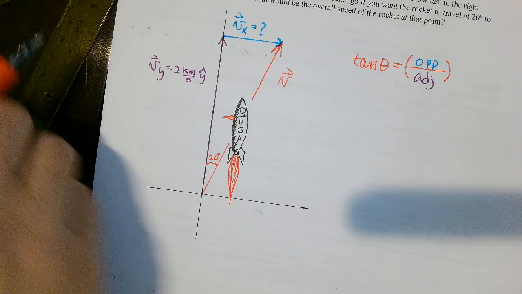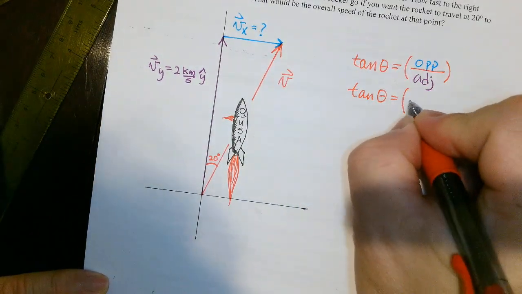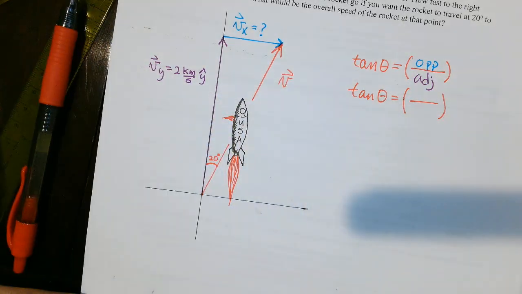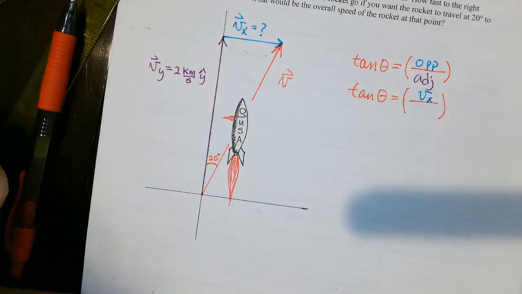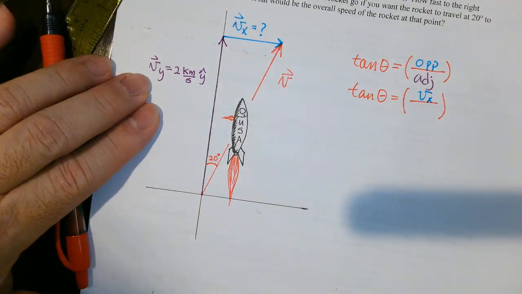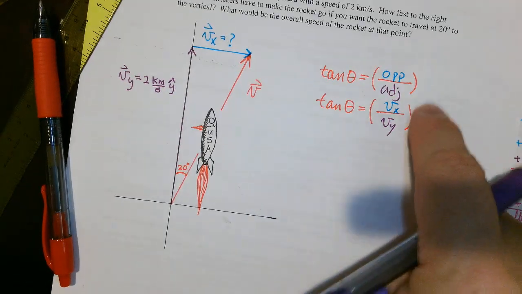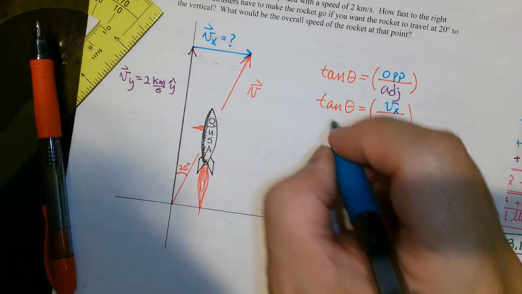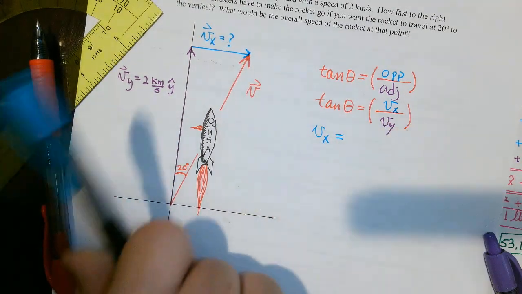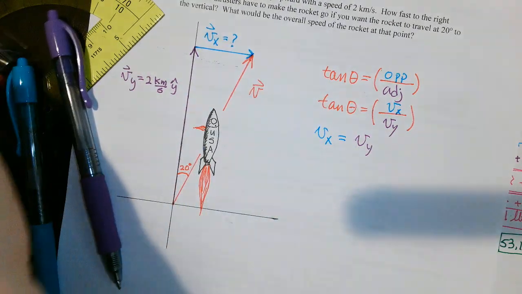Therefore, tan theta is equal to opposite, which is Vx, and then adjacent is the Vy. Notice it's not y over x here, okay? It's the opposite over adjacent. So my Vx now can be calculated as Vy tan theta.